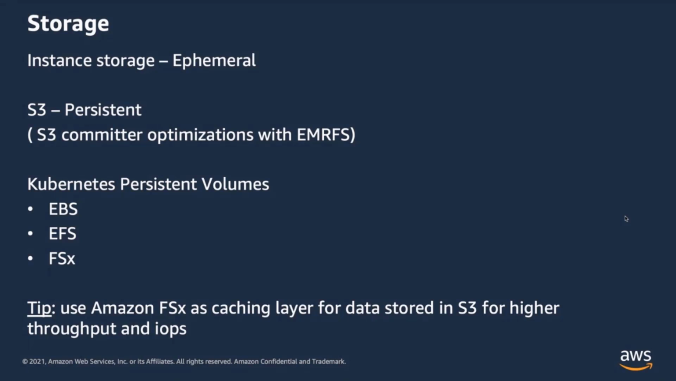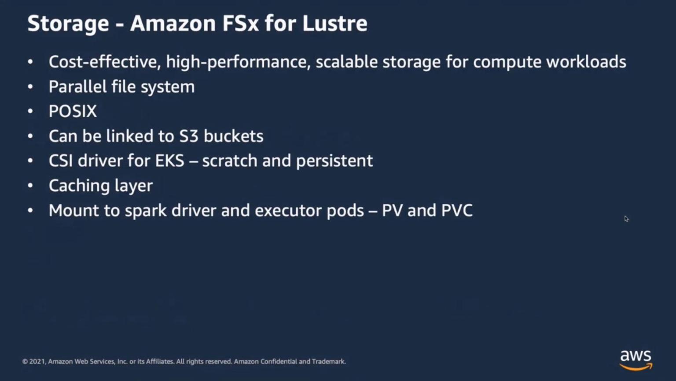And FSx for Lustre can also provide you scalable storage with respect to the capacity and IOPS. So I would highly encourage you to take a look at FSx for Lustre for your storage needs. This is a managed offering from AWS. It also gives you a POSIX interface on top of the S3 objects.